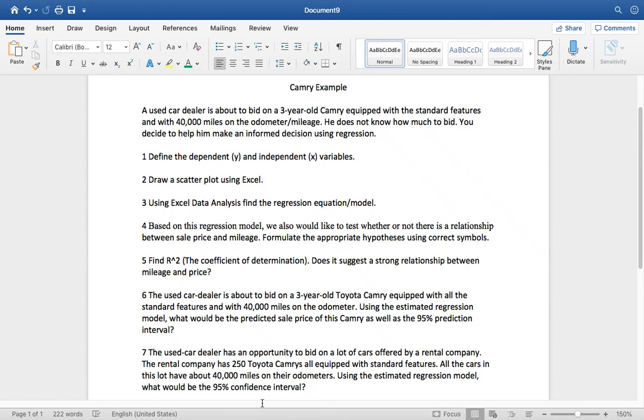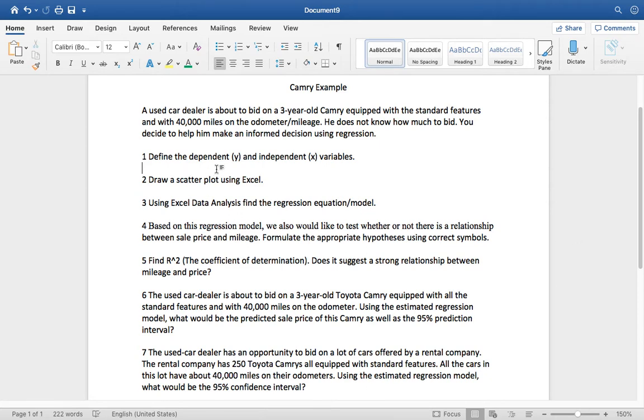We're going to do another example here on Camry cars. A used car dealer is about to bid on a 3-year-old Camry equipped with the standard features and with 40,000 miles on the odometer, which is the same as the mileage. He does not know how much to bid. You decide to help him and make an informed decision using regression.